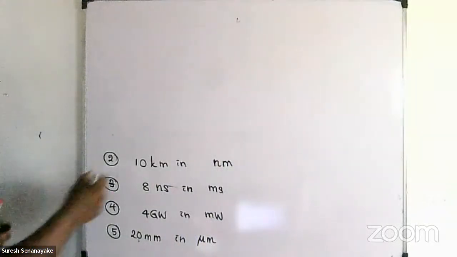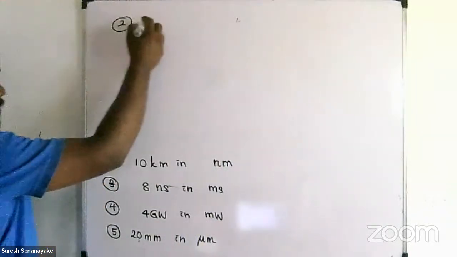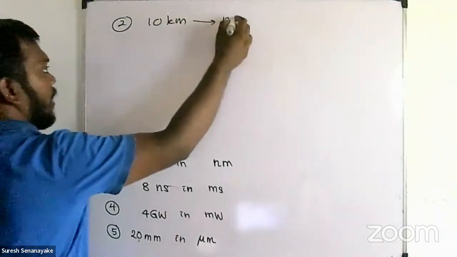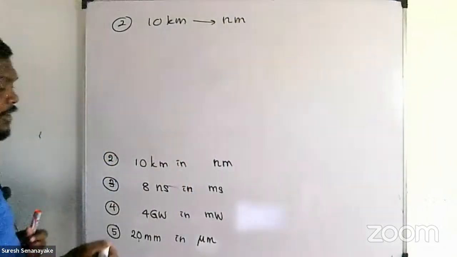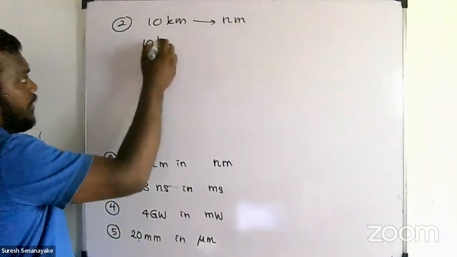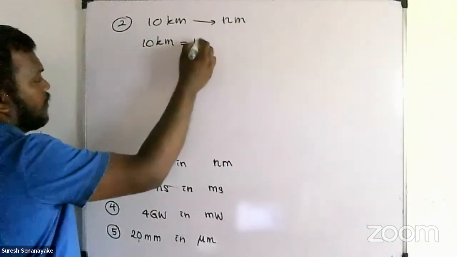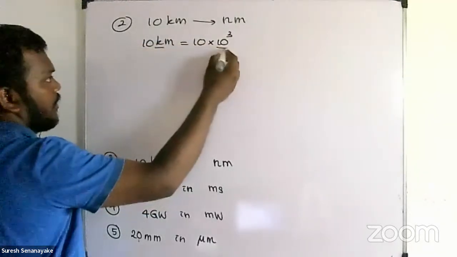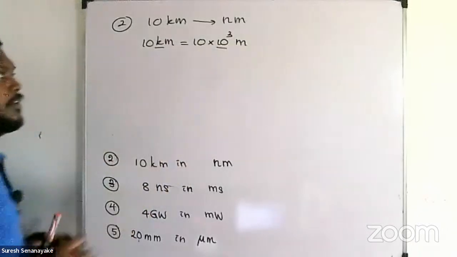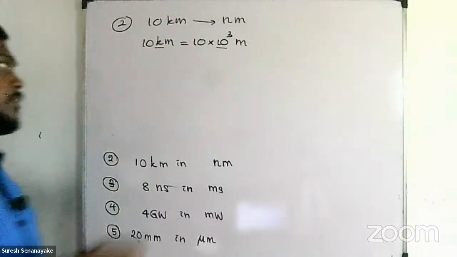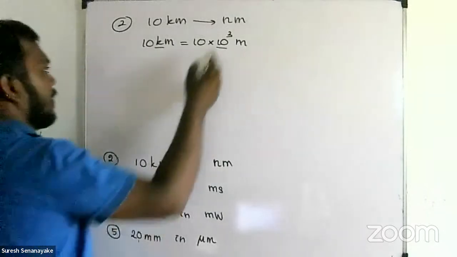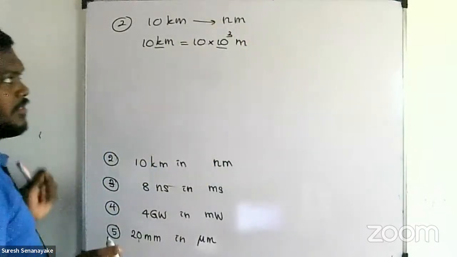Let's see this second one. It's 10 kilometers into nanometers. In nanometers, we write 10 kilometers. Right? That's 10 into 10 to the 3. That is kilometers, 10 to the 3 meters. Right. A kilo means 10 to the 3. That's it. And now we need to write it in nanometers.